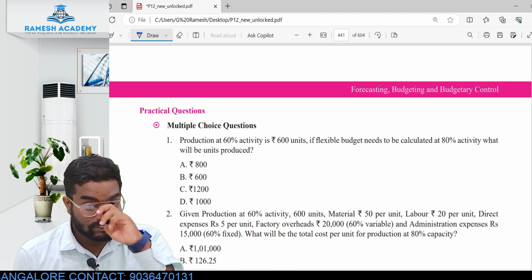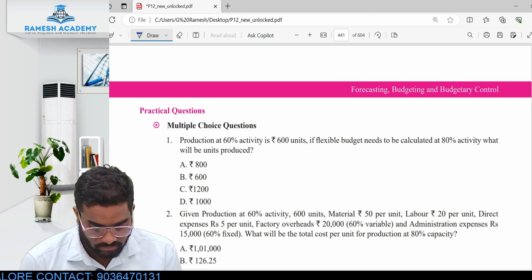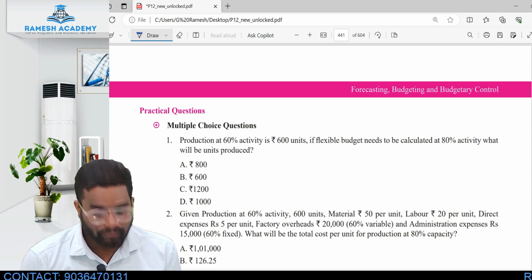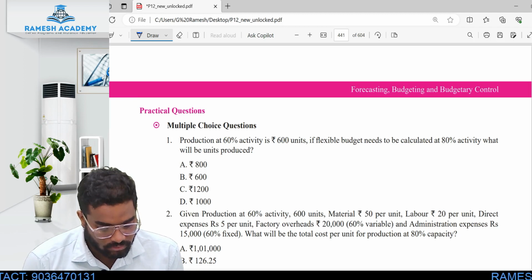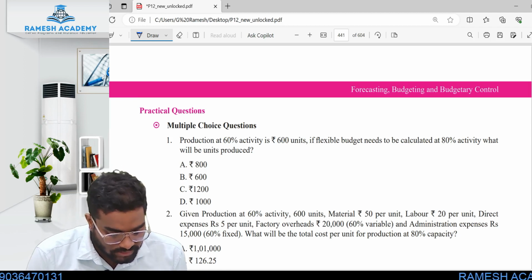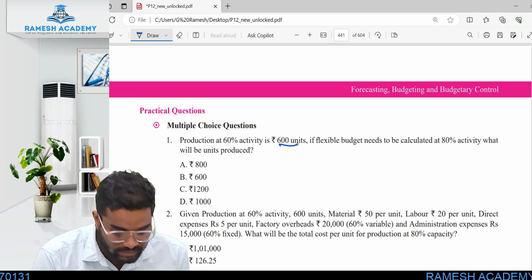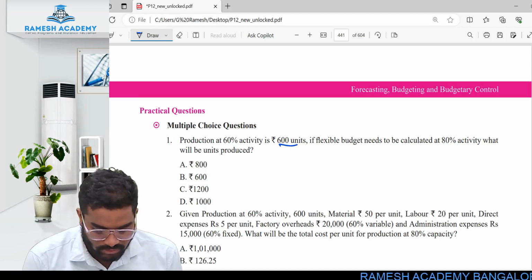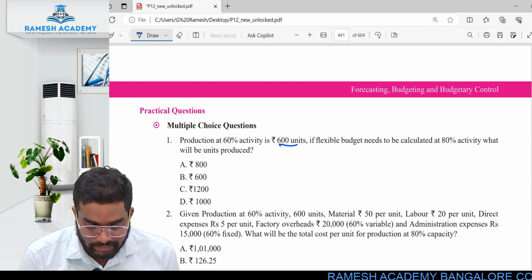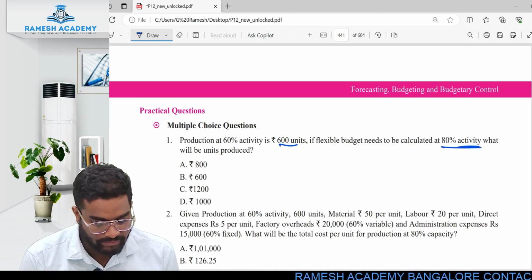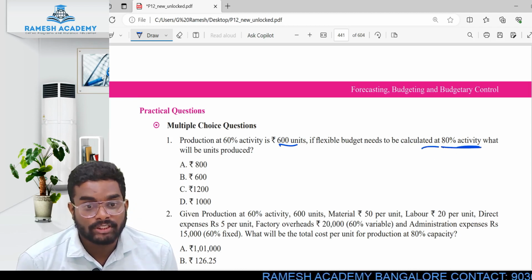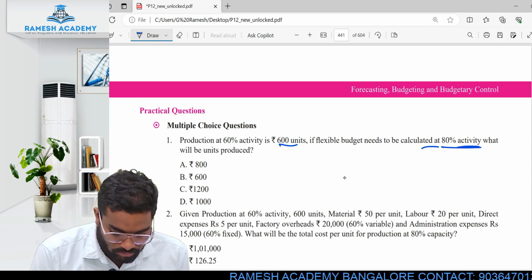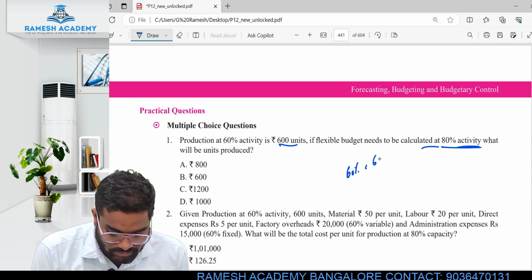So we'll start with budget and budgetary control. First we'll go with the multiple choice question. The question says that production at 60% activity is 600 units. At 100% it will be 1000 units. If flexible budget needs to be calculated at 80% activity, what is the units produced? It's a simple question. So for 60% it is 600.